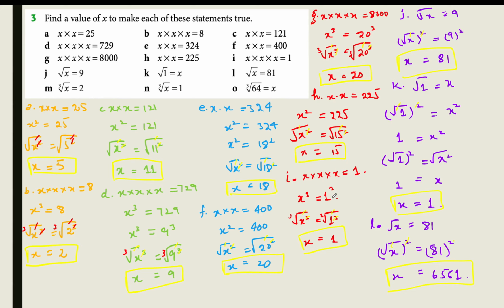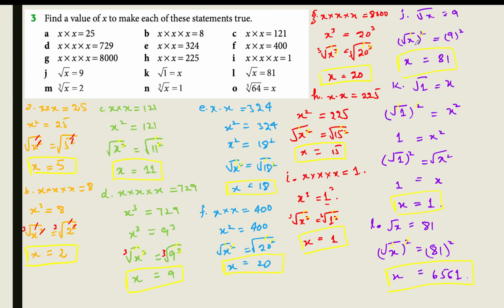As we know, however many times 1 gets multiplied with itself, we get the same. So be it the square root or the cube root, the 1 will always be 1. Then the next part is the square root of x is equal to 9.